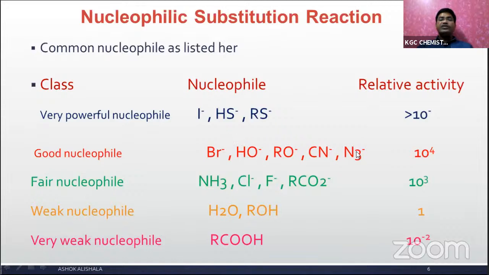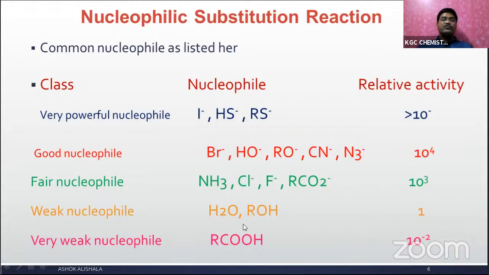These are the negatively charged. Negatively charged ones are powerful or good nucleophiles. And fair, this is because there is a lone pair of electrons; ammonia, chloride, and fluoride are also somewhat fair nucleophiles. But when you go for water and alcohol, there are two lone pairs of electrons. That's why these are said to be weak. Of course, they also donate the electron pair, but when compared to these three categories, these are somewhat weak.